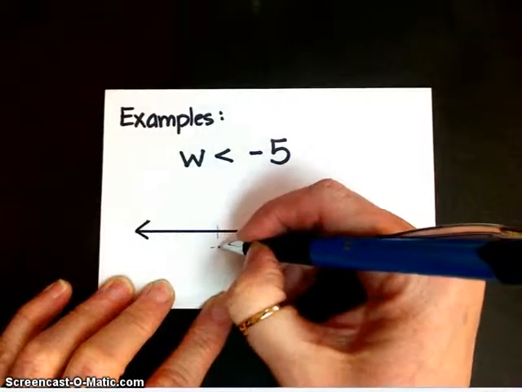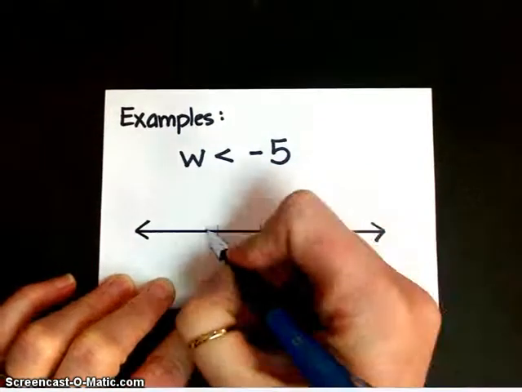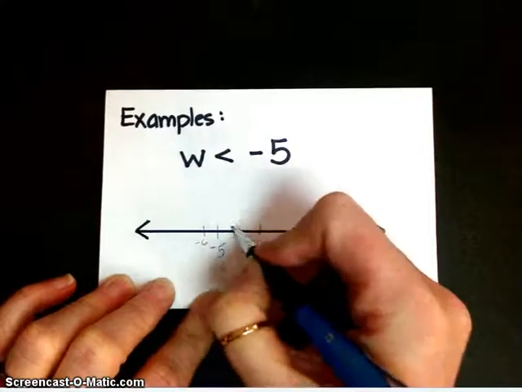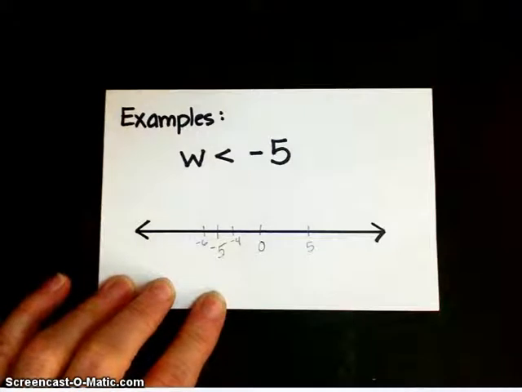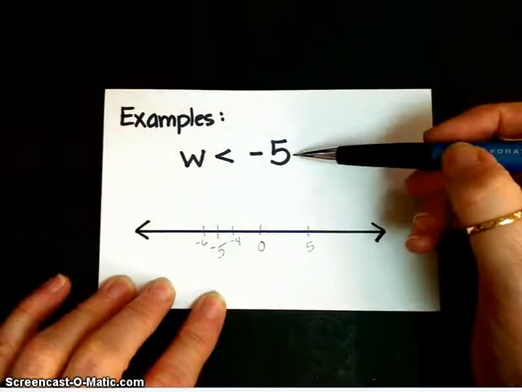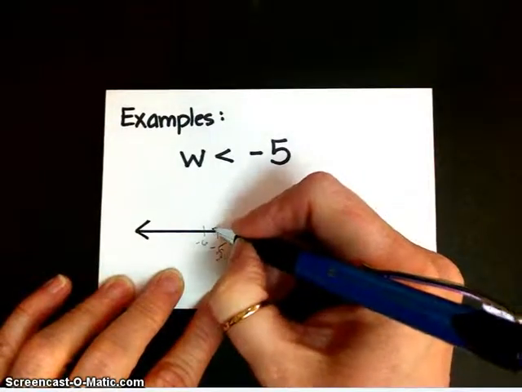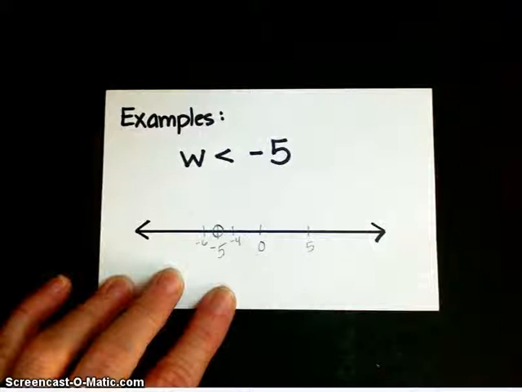Here's negative 5. Here is positive 5. And let's do one number on each side of it. We're going to use that to compare. This tells me W is less than negative 5. Negative 5 is the number that we're comparing everything to. So my donut hole is going to be placed at negative 5.